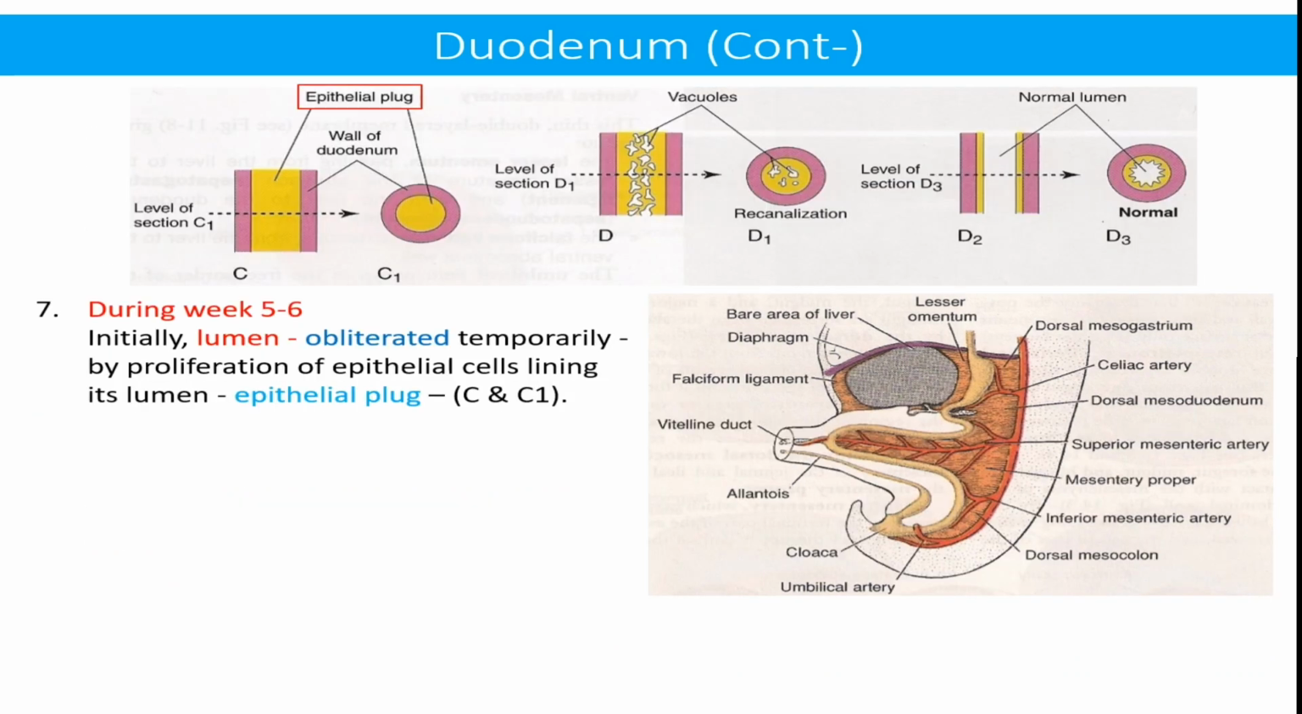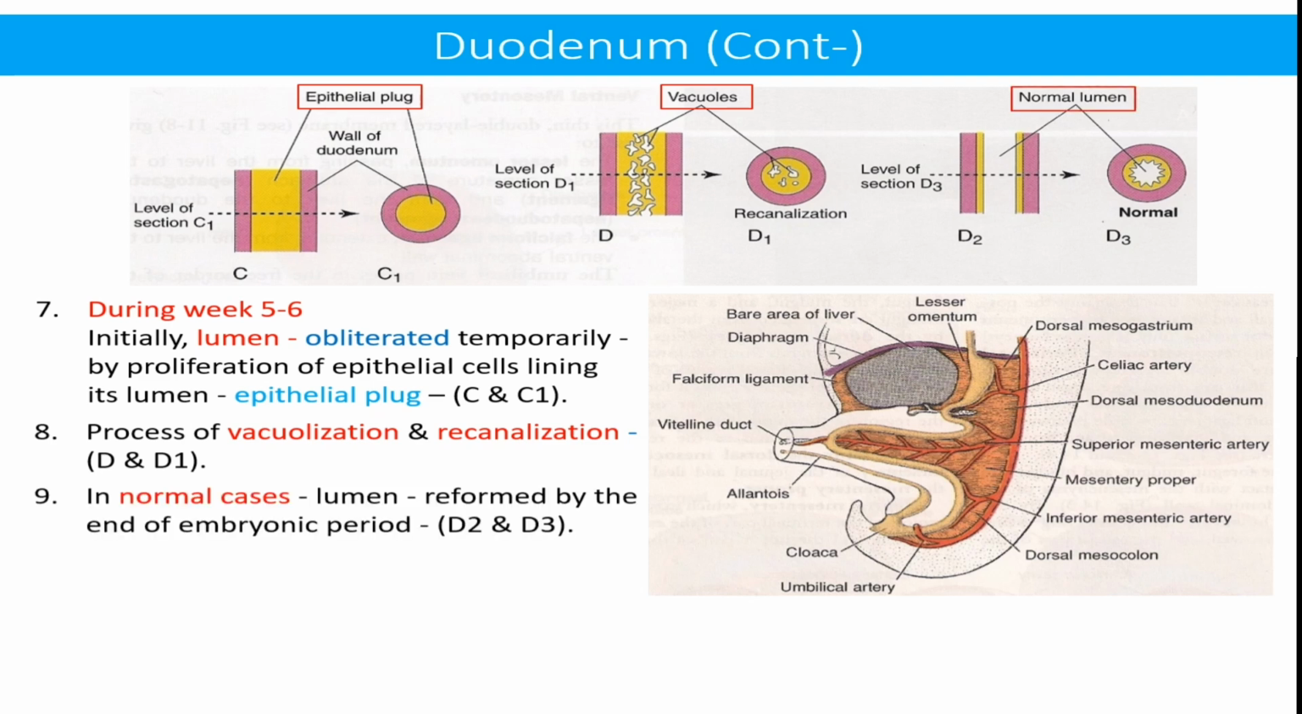During week 5th to 6th, initially the lumen is obliterated temporarily by proliferation of the epithelial cells lining its lumen. This is named as epithelial plug. Process of vacuolization and recanalization occurs in the plug, and in normal cases the lumen is reformed by the end of embryonic period.